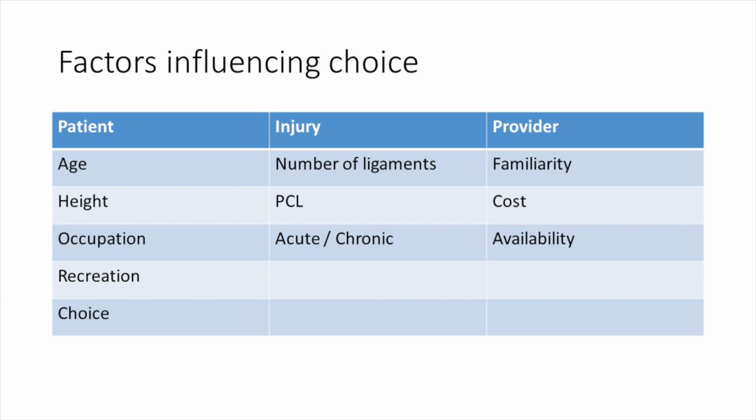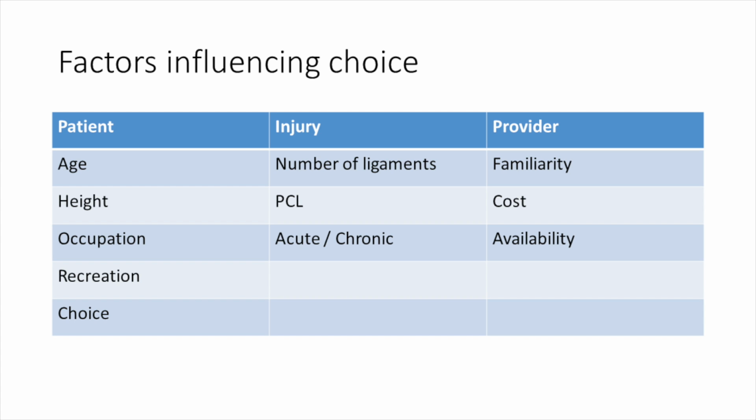If he kneels, you want to avoid giving him something that gives him anterior knee pain. If he's a sprinter, you might want to avoid decreasing his hamstring power. If he's a jumper, you might want to avoid weakening his extensor mechanism. And of course, the patient may have some ideas about what he wants.